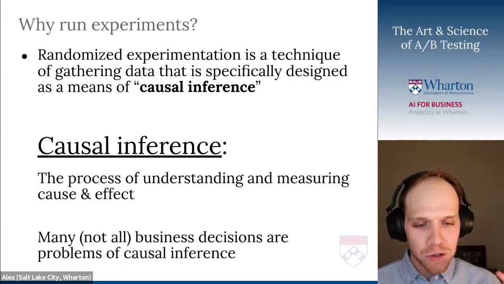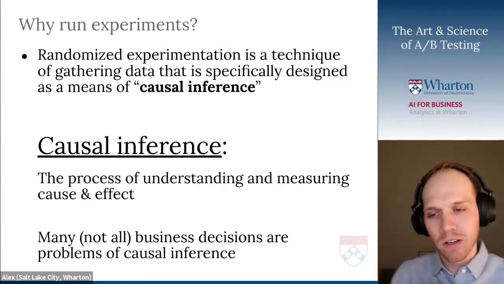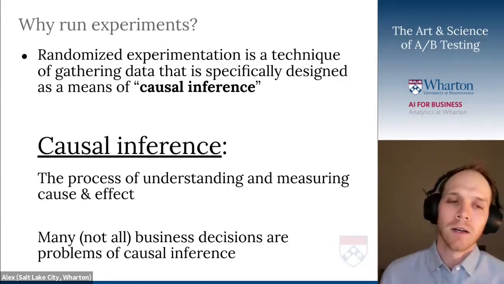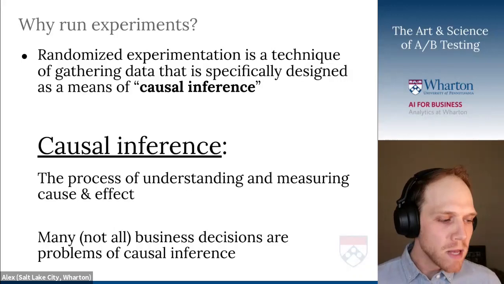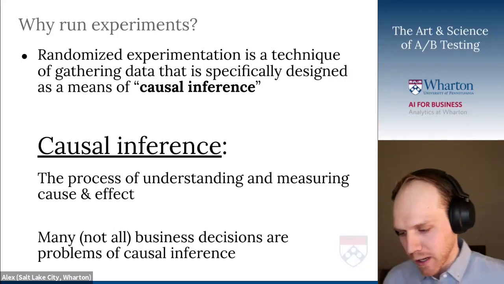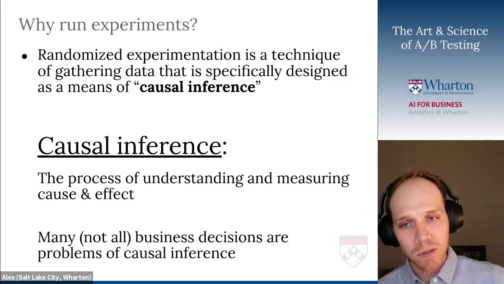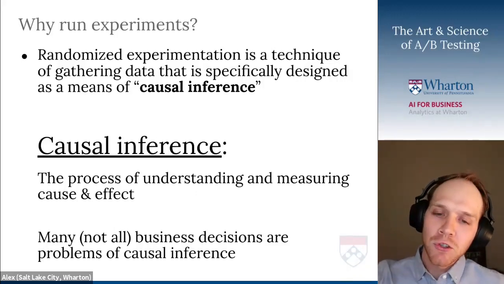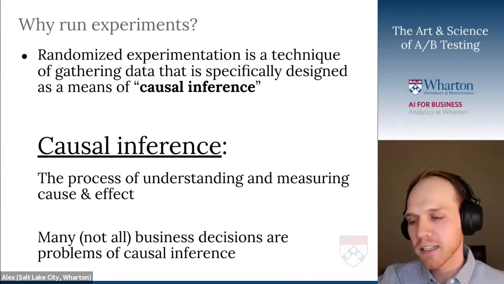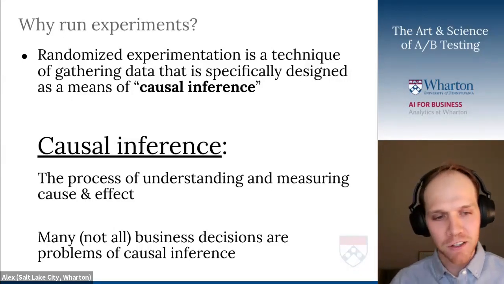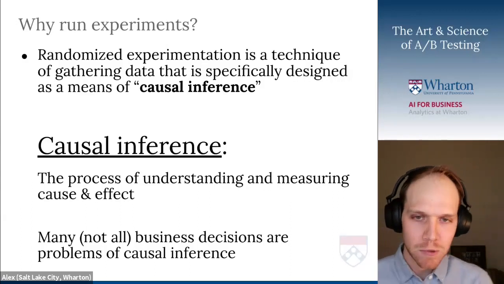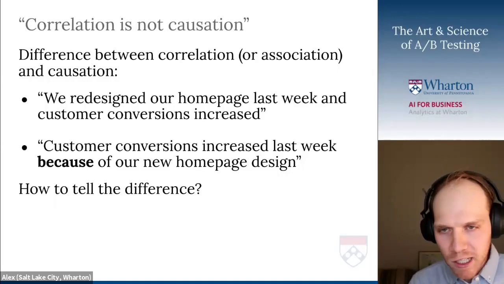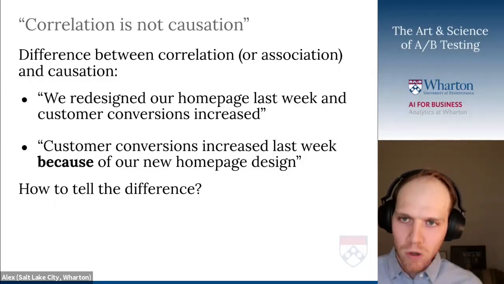Trying to actually measure the effect of your actions on the outcomes is a causal inference problem. Not all problems are causal inference problems, but many, many problems when it comes to business decisions really come down to wanting to understand and measure how your actions affect your firm's outcomes, because that makes it much easier to make good decisions. And again, this harkens back to the classical phrase: correlation is not causation.